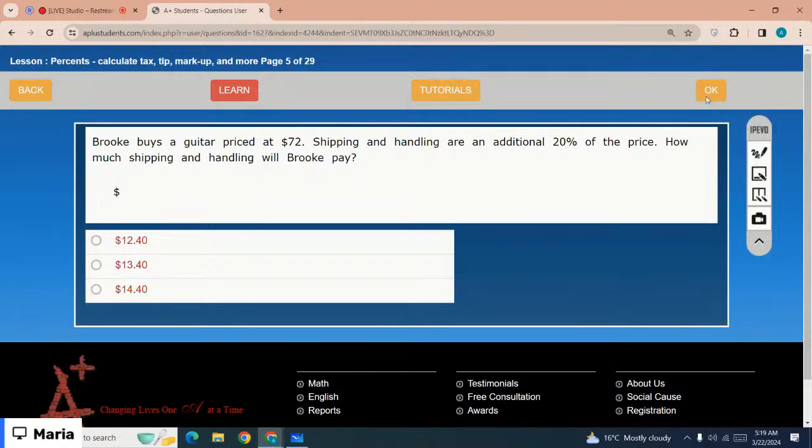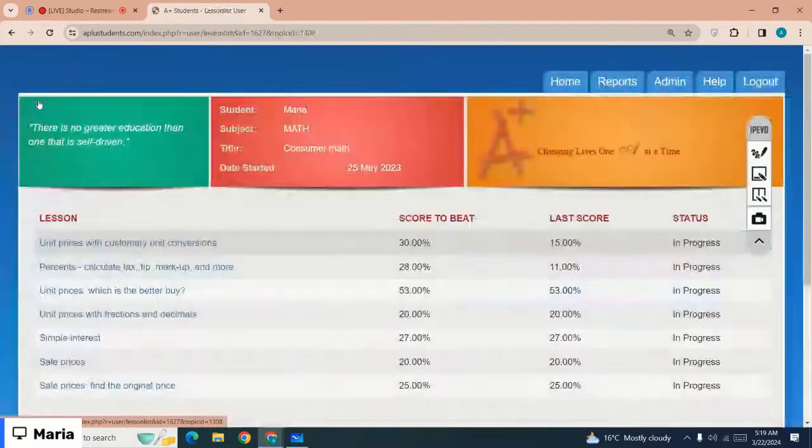The correct option is... you just have to calculate the shipping, right? You have to do 72 times 20%, right? That is $14.40. The last one is the correct option. Very good. Okay, you can complete the lesson by yourself later today. Let me just move on to the next lesson.